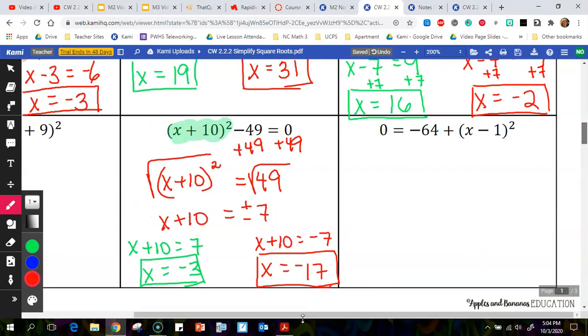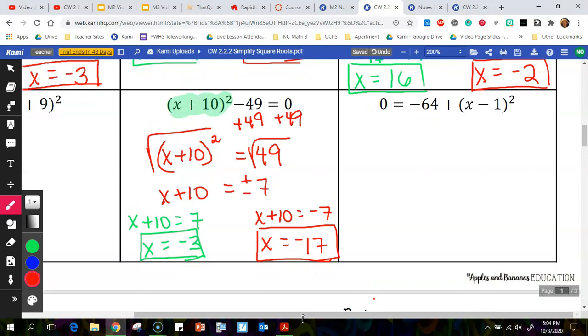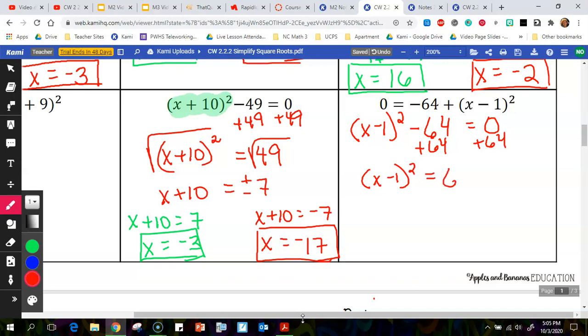Okay, this one's very similar, and I'm going to rewrite this one. We can rewrite this as x minus 1 squared minus 64, because this is plus negative 64, equals 0. Now I need to add 64 on both sides to get the squared part by itself. Okay, now I can take the square root. X minus 1 equals the square root of 64, plus or minus 8.